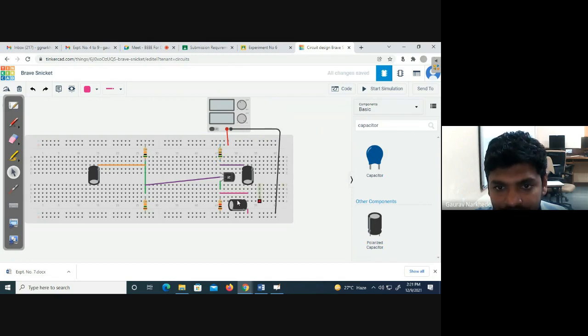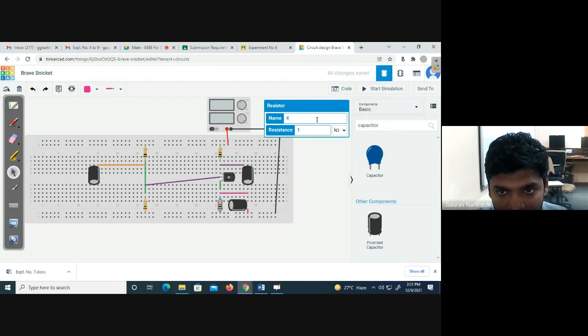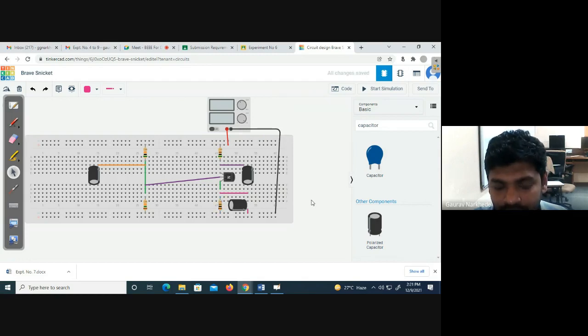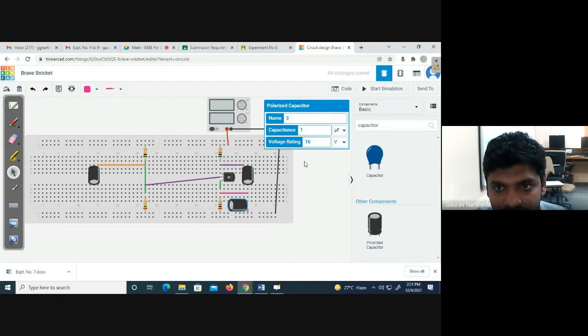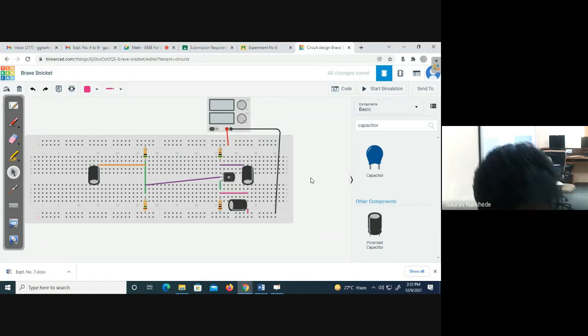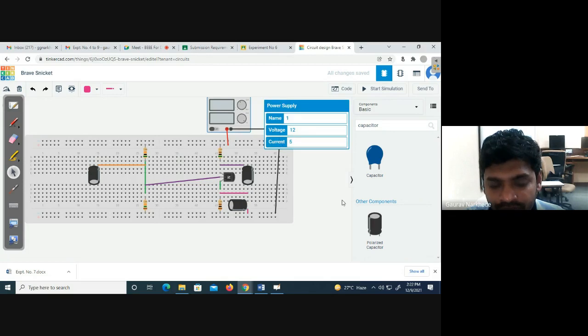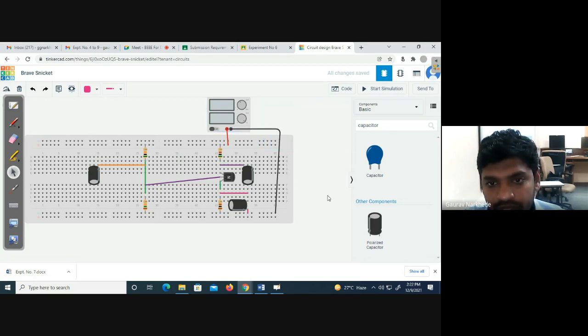And then this is your RE. Let me take it as 100 ohms. And then all the capacitors will be of 1 microfarad. So this is 1 microfarad, this is also 1 microfarad, and this is also 1 microfarad. Any problem in this? No, sir. Okay, and then this is 12 volts.